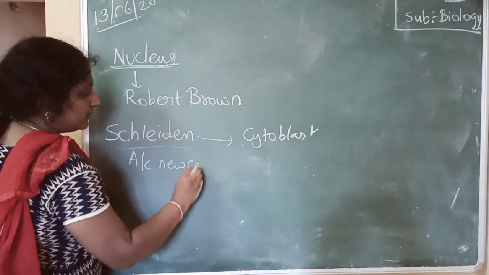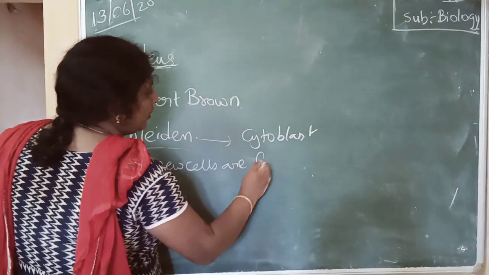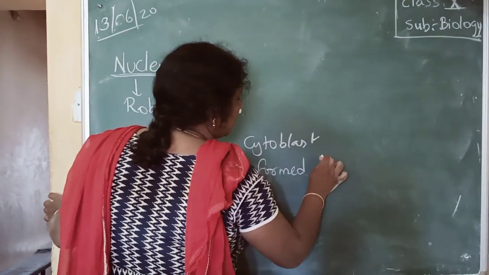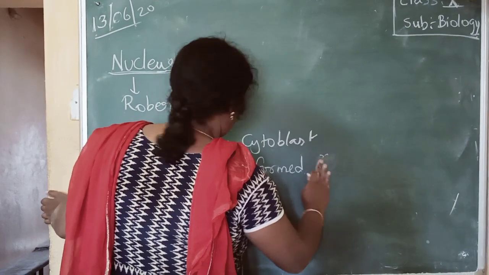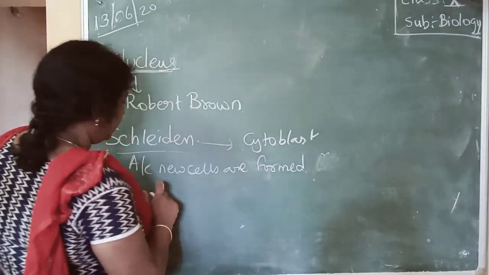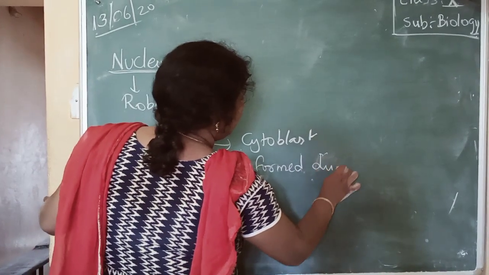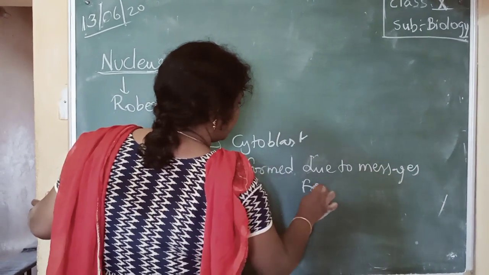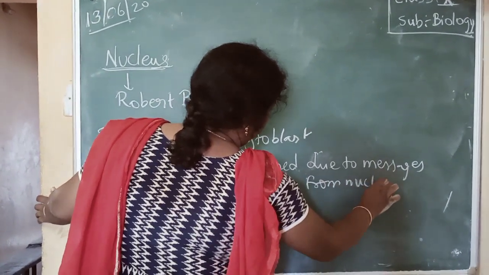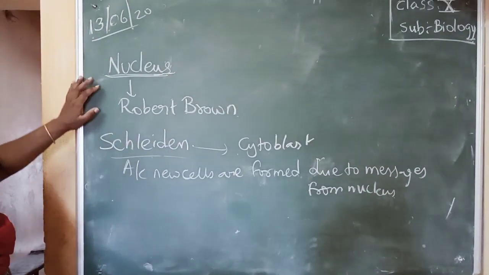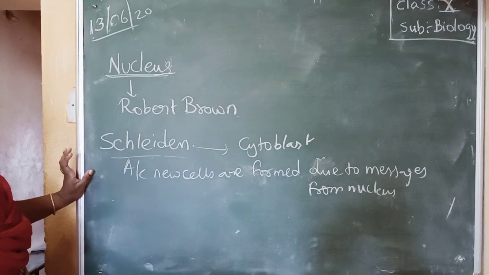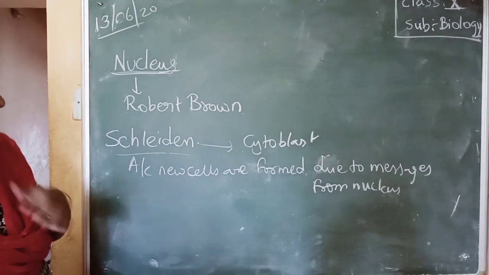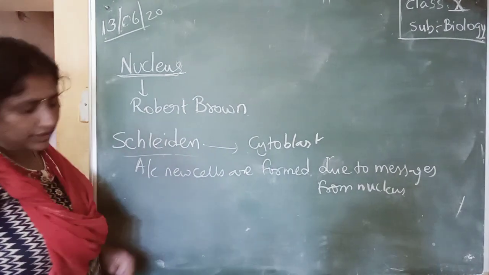According to Schleiden, new cells are formed from the nucleus, due to messages from the nucleus. So Robert Brown discovered the nucleus, and Schleiden coined the term cytoblast for it. According to him, new cells are formed due to messages generated from the nucleus.